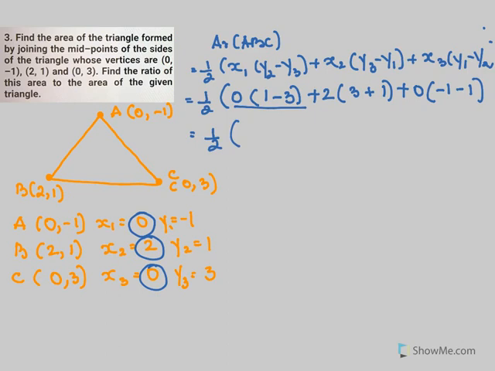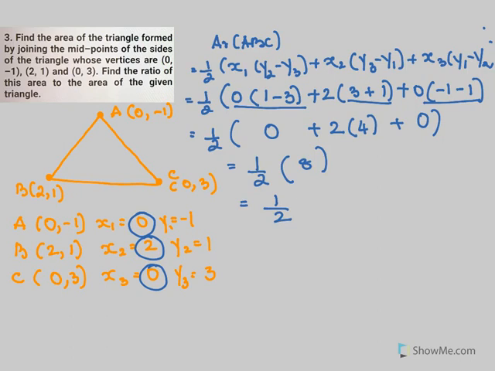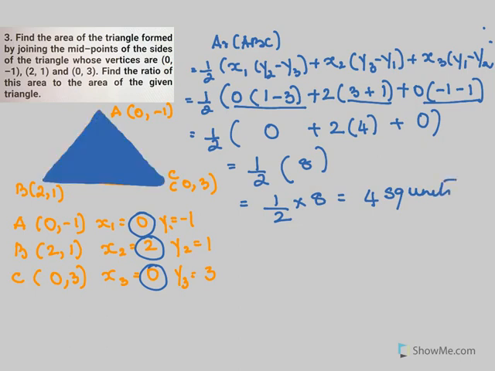Now 0 into anything is 0, so we write 0 here. This is 3 plus 1 is 4, and again 0 into anything is 0. So half, inside the bracket we are left only with 8, so half into 8, and that is 4 square units. That is the area of this entire triangle. So this area is 4 square units.